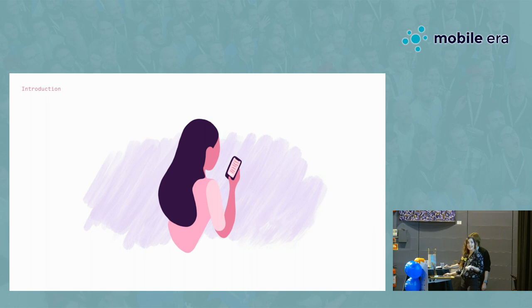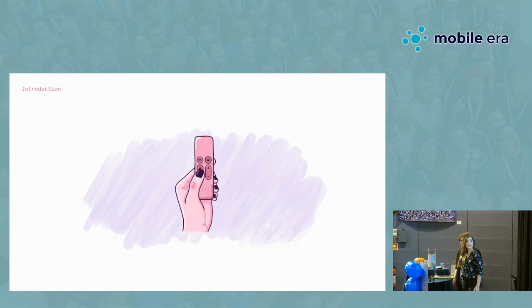Take iPhone, for instance. It's super personal, and we hold it in our hands, and we interact with it directly from a short distance. But with the Apple TV, we interact with the TV through a remote.